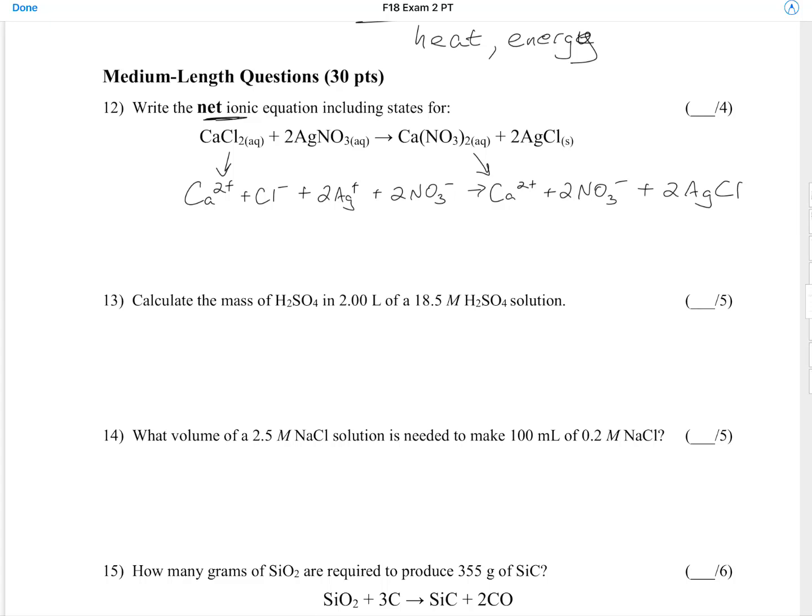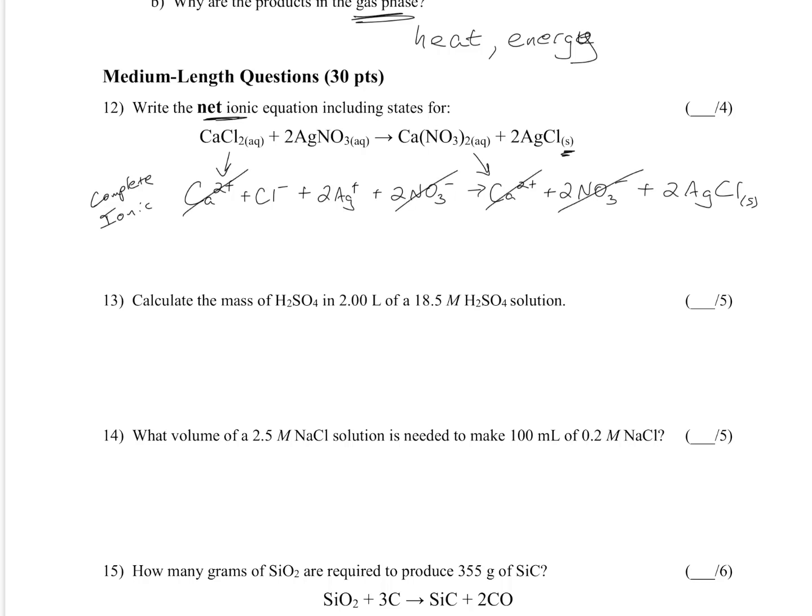And my silver chloride, that one I don't break apart. And I don't break it apart because it is insoluble. So everything else is aqueous, silver chloride is solid. This is my complete ionic. I want net ionic, so now I need to see what is on both sides. And from this I get Cl minus plus 2 Ag plus going to 2 AgCl. I need to make sure I put in all the states, and I am done.